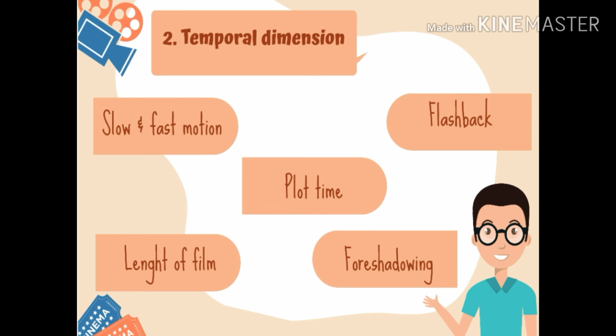Okay, slow and fast motion. Slow motion means the movement of an object or body with respect to its surroundings but with a relatively slower speed. Fast motion means the movement of an object or body with respect to its surroundings but with relatively greater speed.